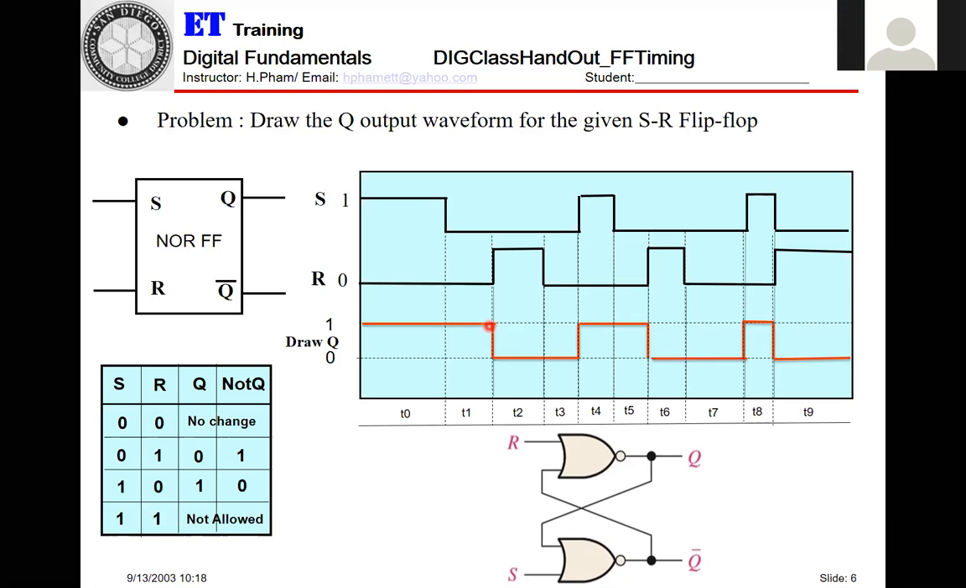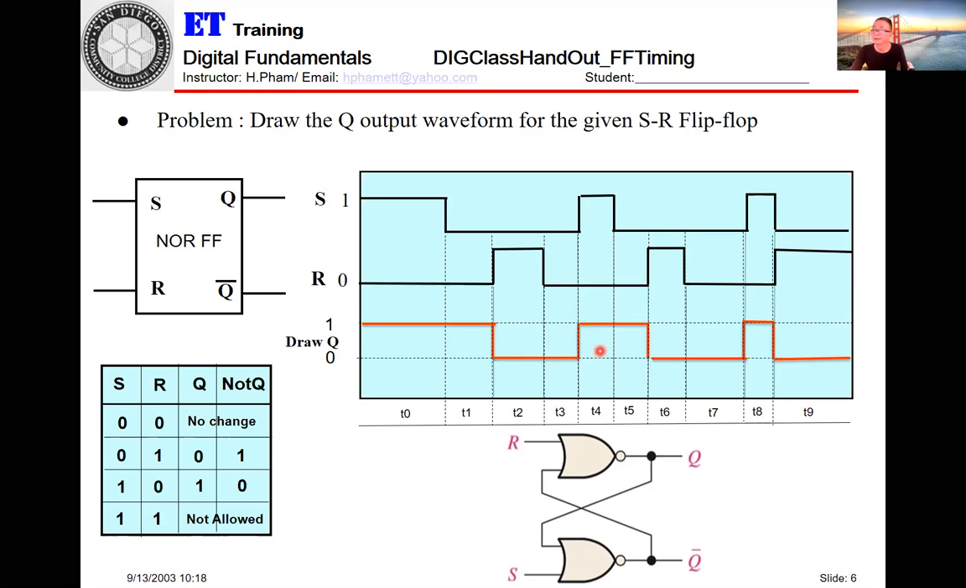Then at T2, R goes high and S is low, so Q is 0. Right, perfect. Just look at the table. Q0, and this one will be 0 and 0. No change, no change again.